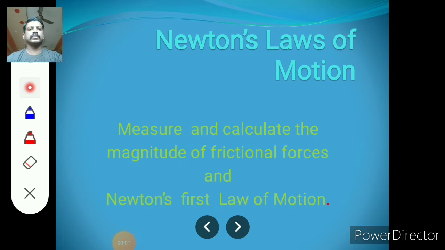Hello friends. Now we see Newton's laws of motion, our unit 3. In this chapter we see how to measure and calculate the magnitude of frictional forces, and Newton's first law of motion.